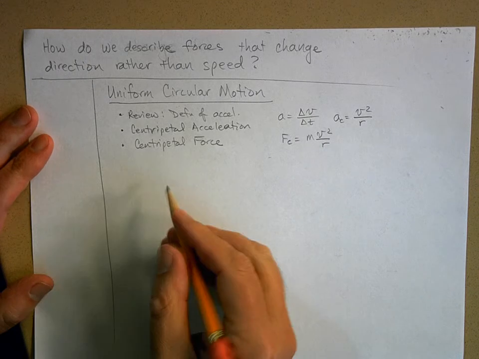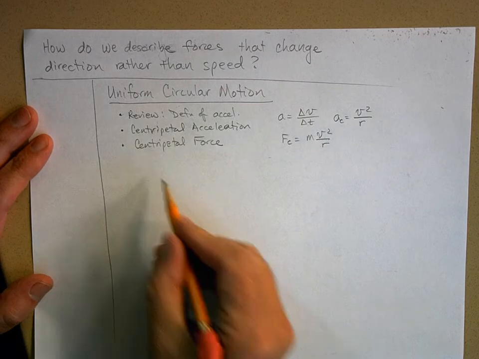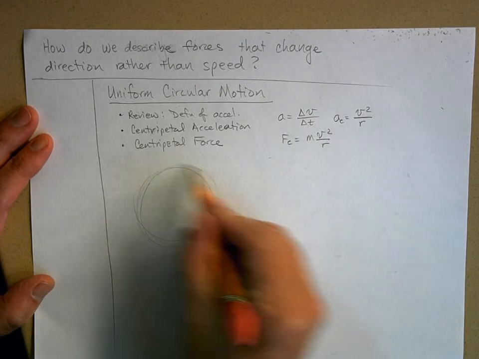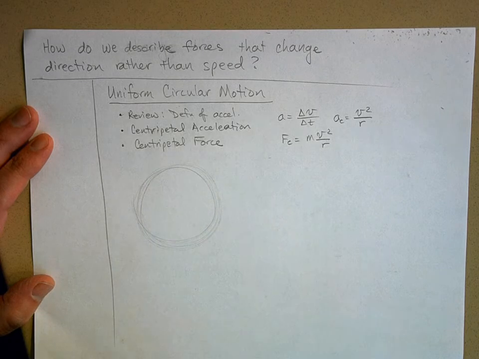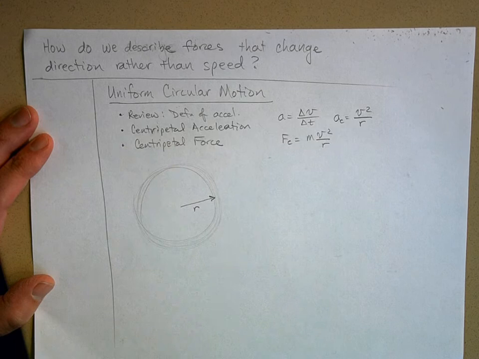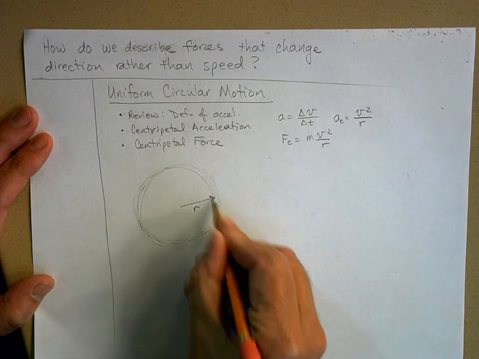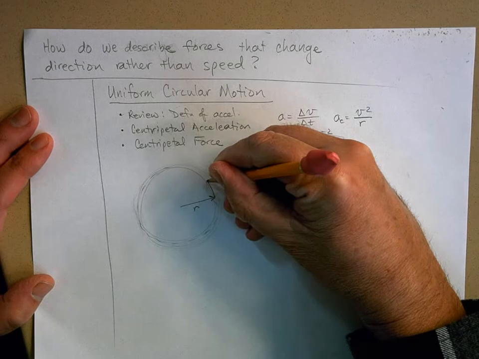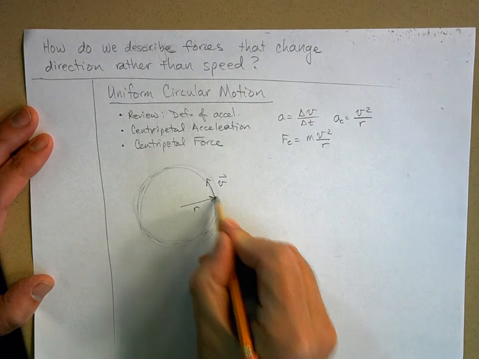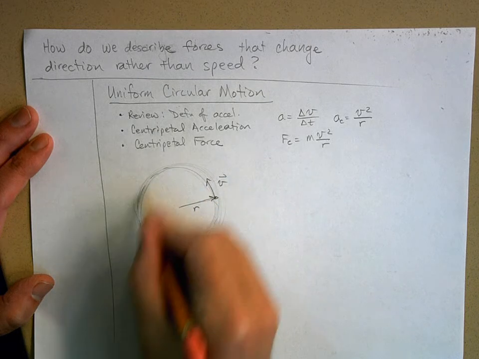What does it mean? It means an object is moving in a circle, going around and around and around. Now, the circle has a certain radius r. It's moving in a circle, and here we see a velocity vector v. So here's the object, maybe like an object on a string, and it's moving in a circle.